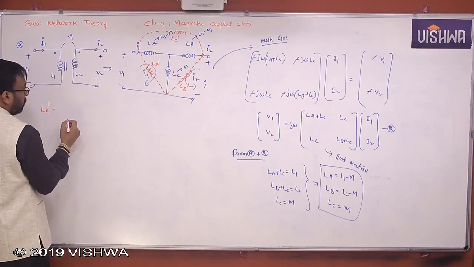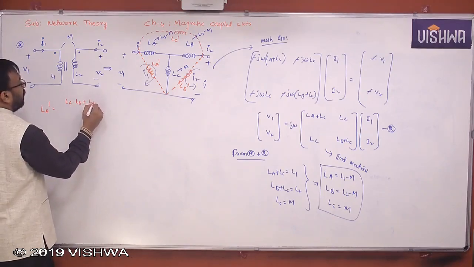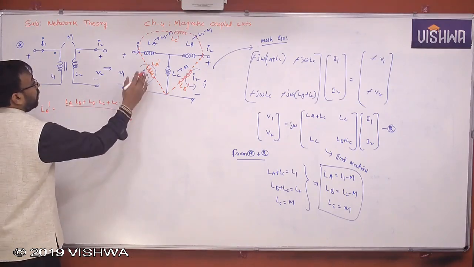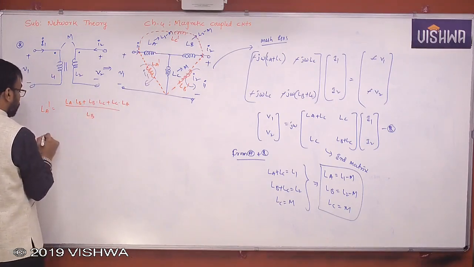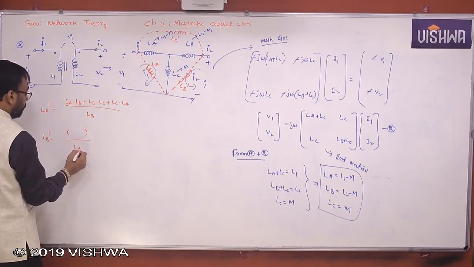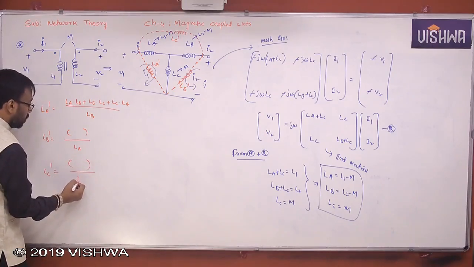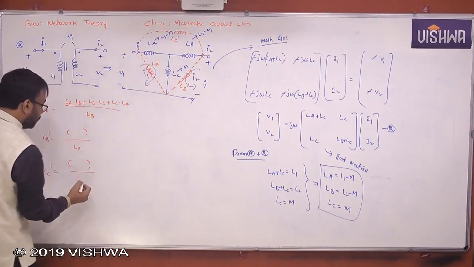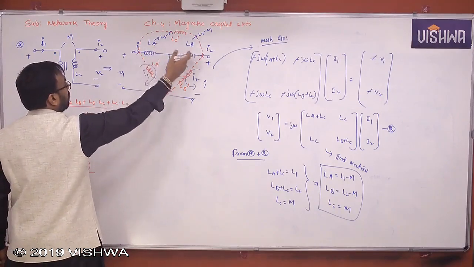What is LA dash? LA into LB, LB into LC, LC into LA by LA dash is nothing but what? LB. LB dash is nothing but the same numerator but LA. LC dash is nothing but the same numerator but what do you get? LC. Yes or no? LA dash you will get the other element.